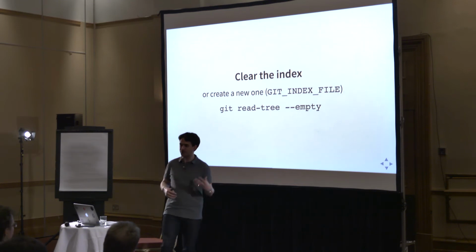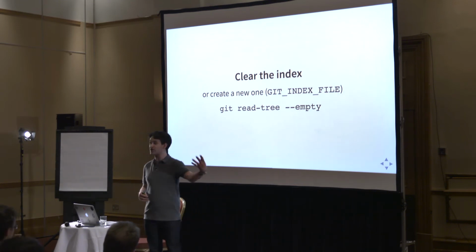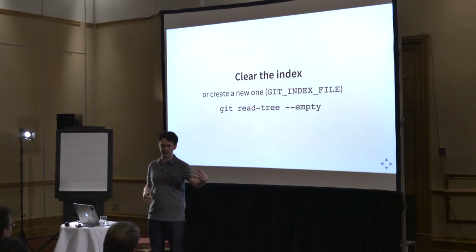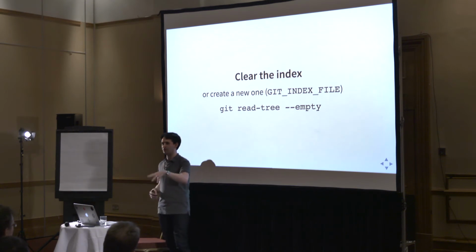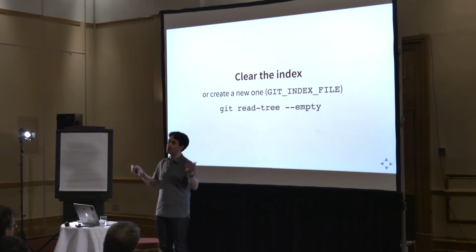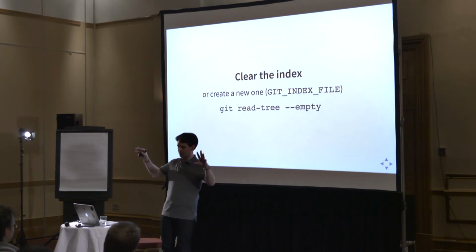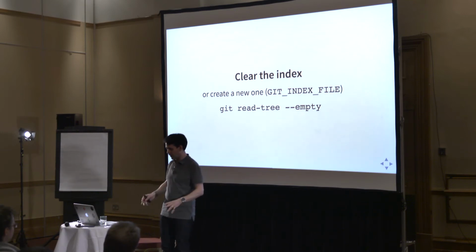So what read-tree typically does is it takes a tree object from a Git repository, so it's in my object database, and populates the index with it. And for ages, I didn't know read-tree also takes an --empty argument, and what that does is it just creates you an empty index. So it's like git rm --cached -r, so recursively remove everything from the cache.